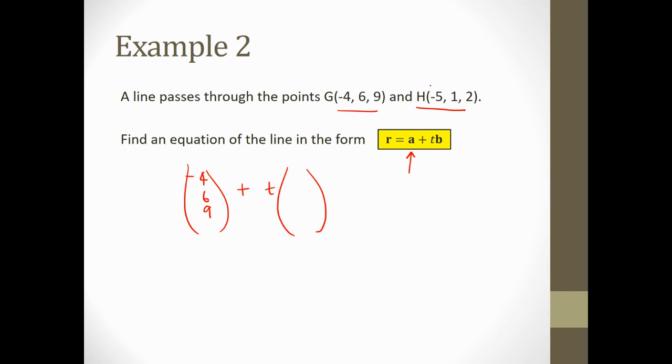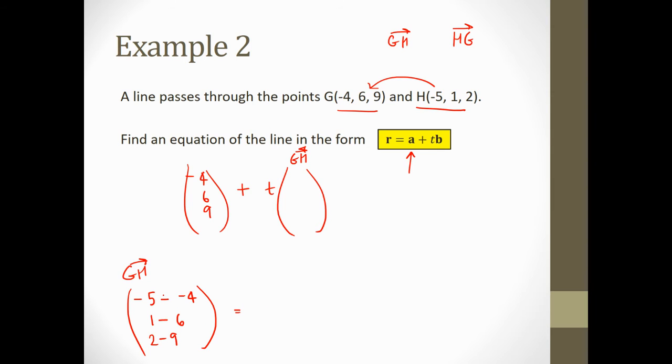So if it passes through these 2 points, it doesn't actually matter if you find GH or HG. It doesn't matter, even based on the point you pick. So if we find, I'm just going to find the vector GH and say that's going to be my direction vector. So I'm going to do -5 minus -4, 1 minus 6, and 2 minus 9. That's how. If you want the vector GH, you got to do H minus G.